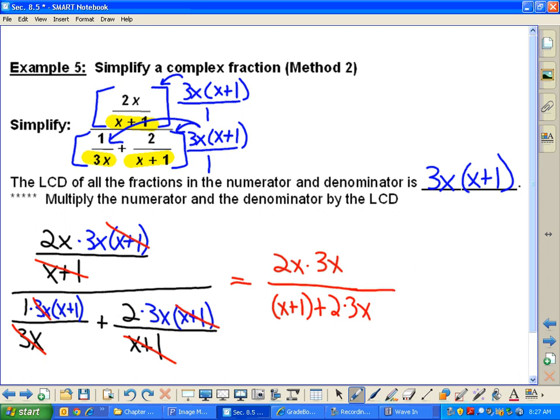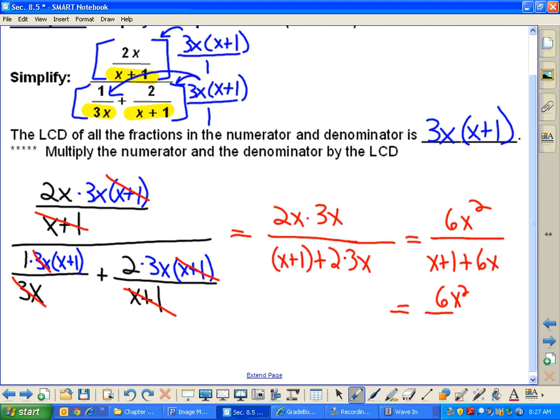I can go ahead and simplify this now. 2x times 3x is 6x squared. And the bottom, essentially I have x plus 1 plus 6x, or I could say that's just 7x plus 1 on the bottom. And that does not reduce. It's done. So this method definitely has its advantages because we essentially just get rid of all of the denominators in the problem. That's the beauty of multiplying by the LCD.